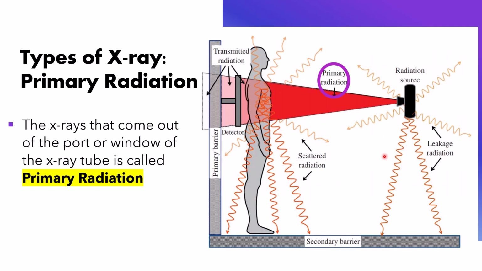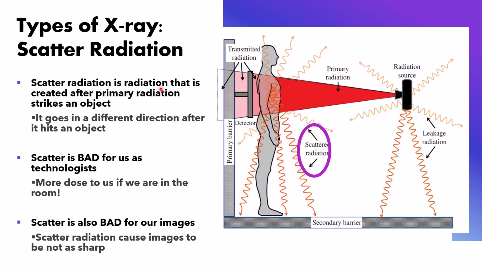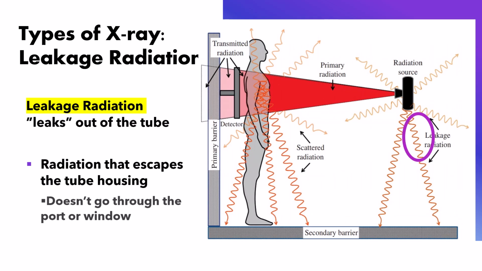That is the tiny bit of radiation that actually escapes from the tube housing and goes in different directions. It's not really scattered. We just call that leakage radiation. It usually does not even get to the patient. Again, we said scattered radiation is bad because it is what exposes us if we're in the room, or anybody else that's in the room, and it also degrades the film. So it's bad for us and it's bad for our image also.